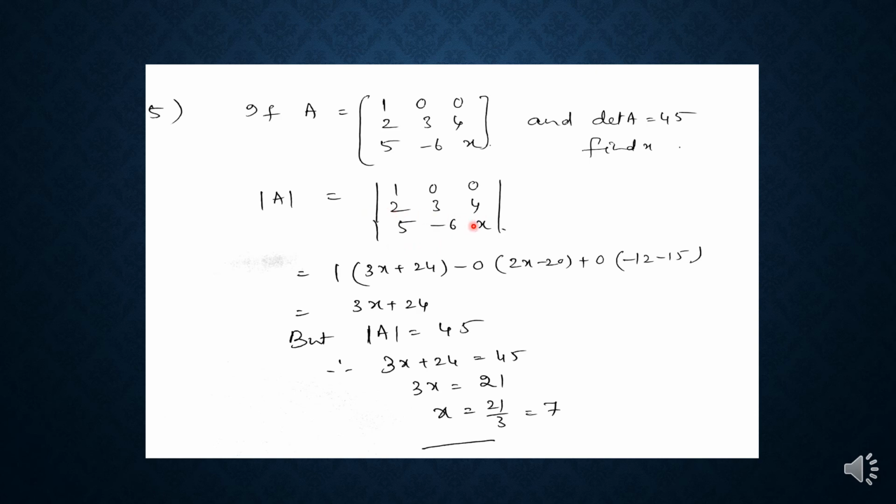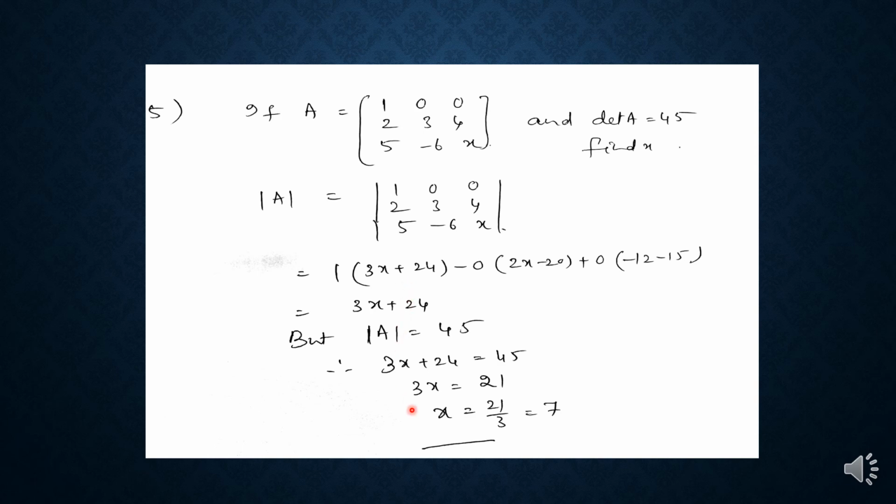So what is the determinant value here? 2x minus 20, whatever it may be. 0 into something is 0, and plus 0 into the next one, which is also 0 into something is 0. So this is 1 into 3x plus 24, minus 0, plus 0. So here we are getting 3x plus 24.